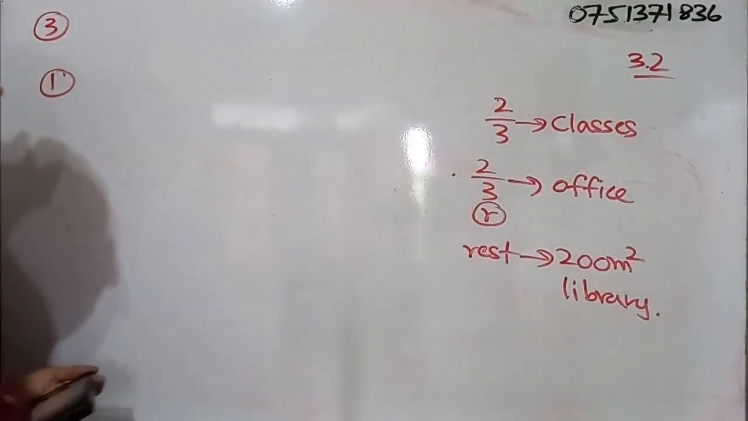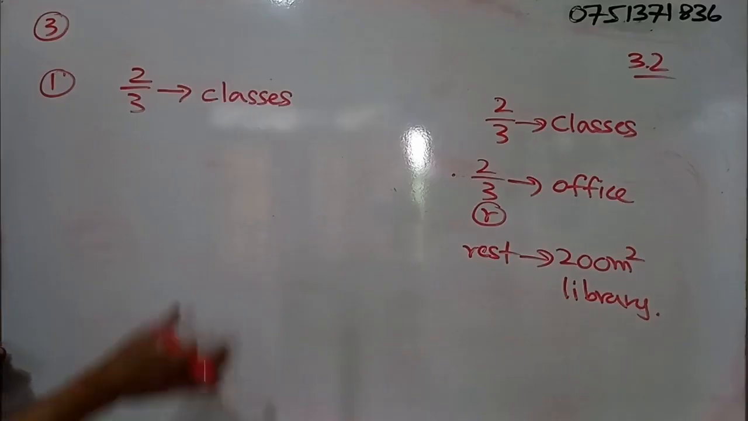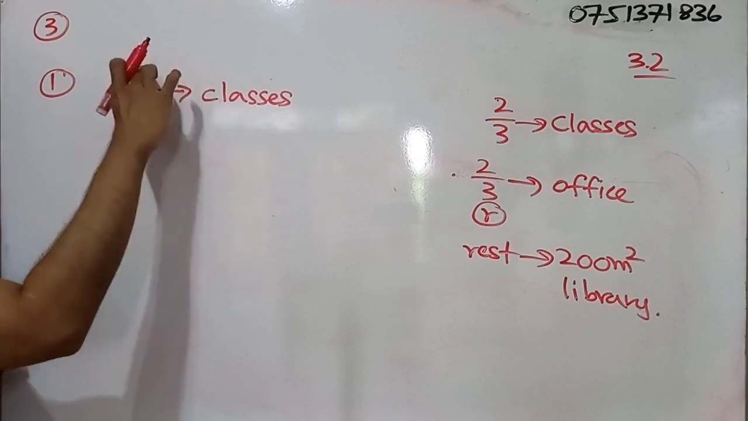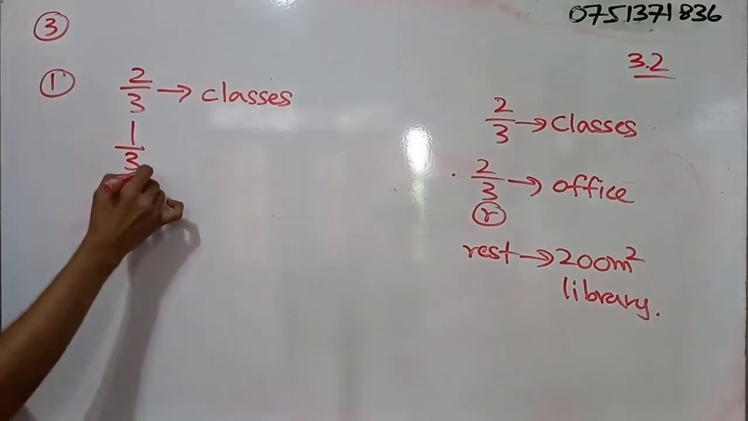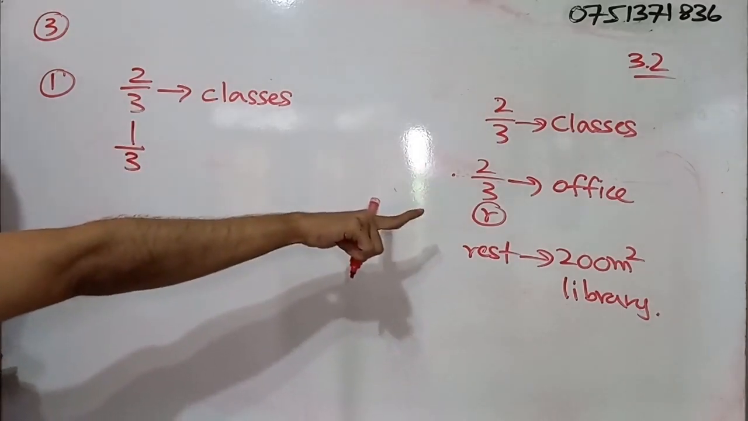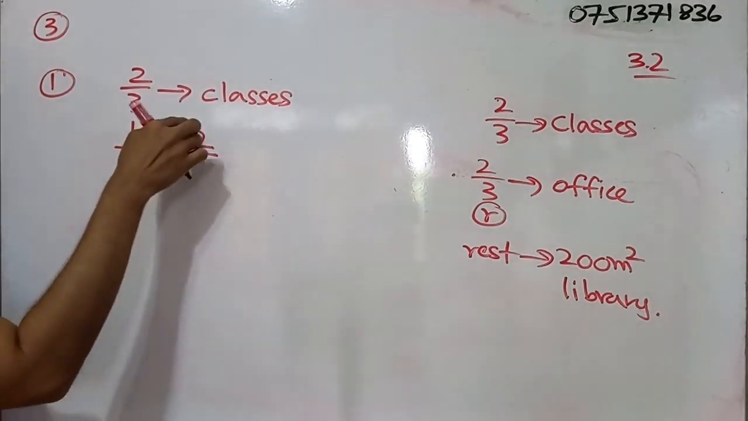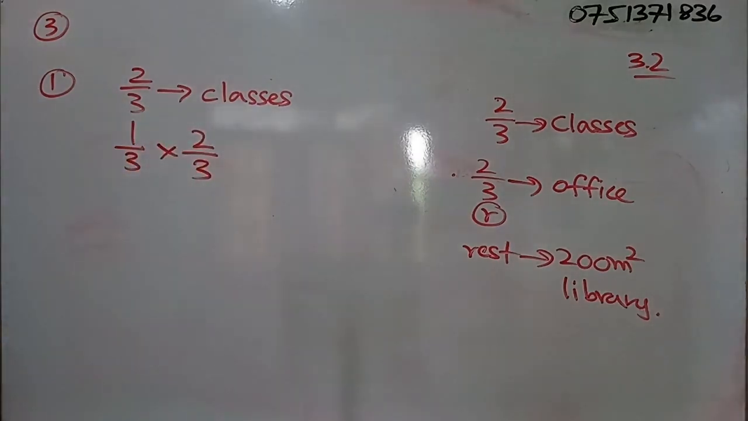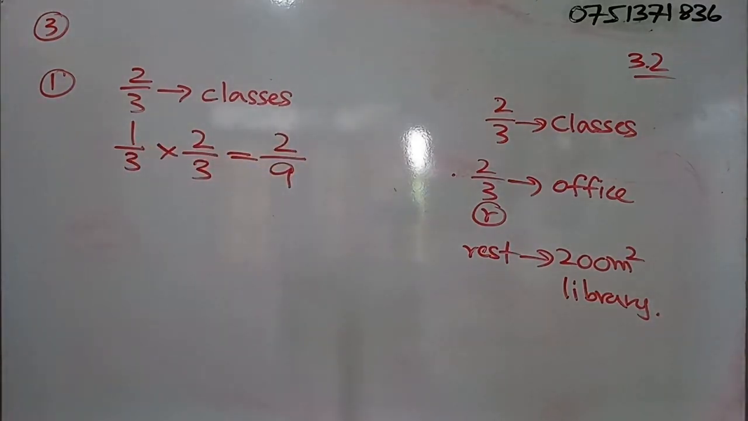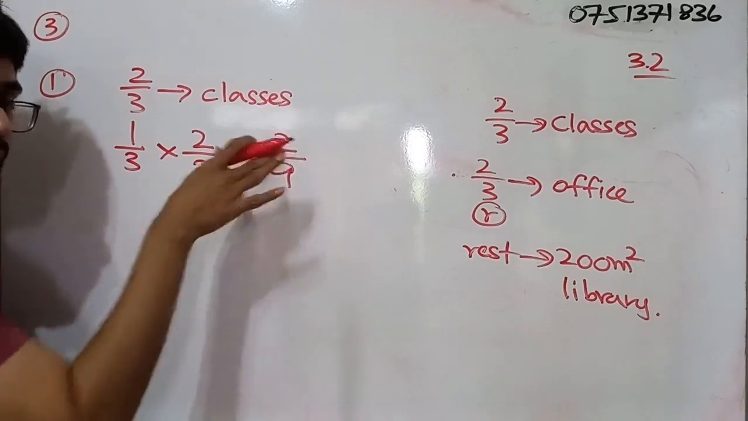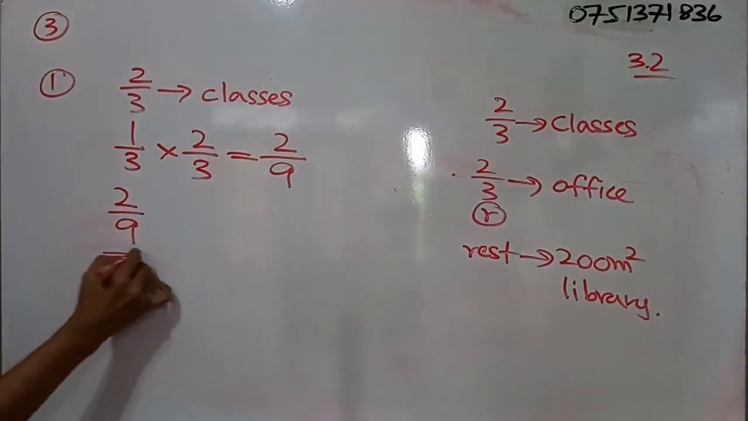Right, that means here. So 2/3 have been allocated to classes. No? So from the remaining amount, after 2/3 is gone, what is the remaining amount? 1/3. From 1/3, another 2/3 needs to be allocated for the office. So 1/3, this is the remaining amount, right? So 2/3. So what will it be? 2 times 1, that is 2. 3 times 3, that is 9. So this is the amount from the whole area allocated for the office, right? So 2/9, that is the answer.